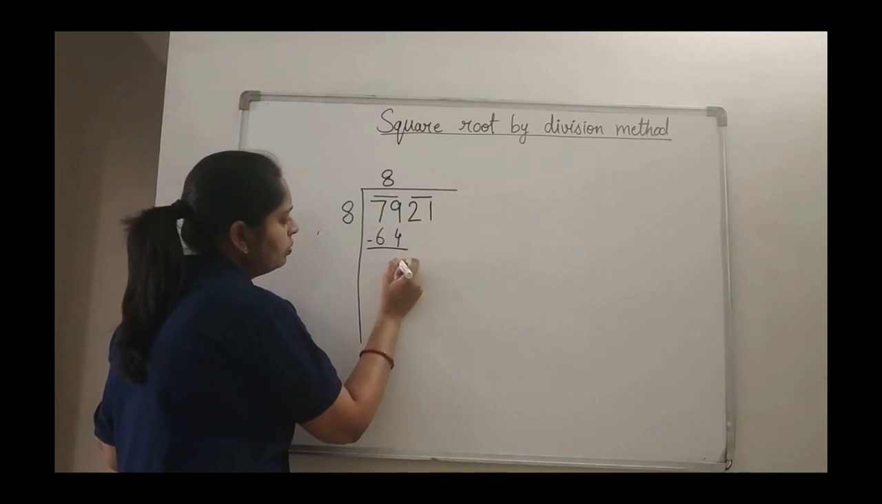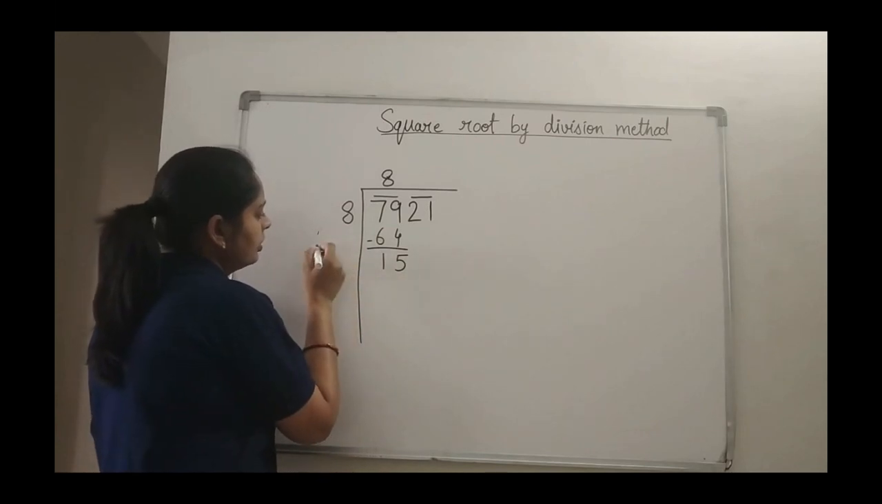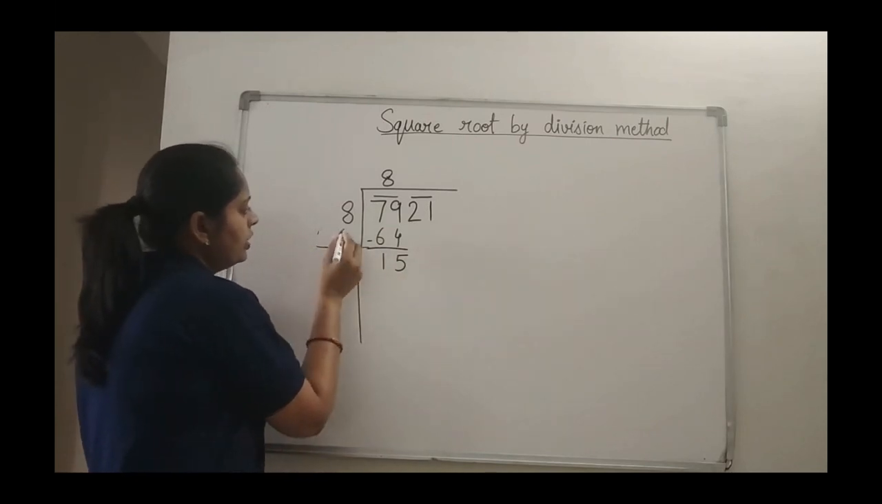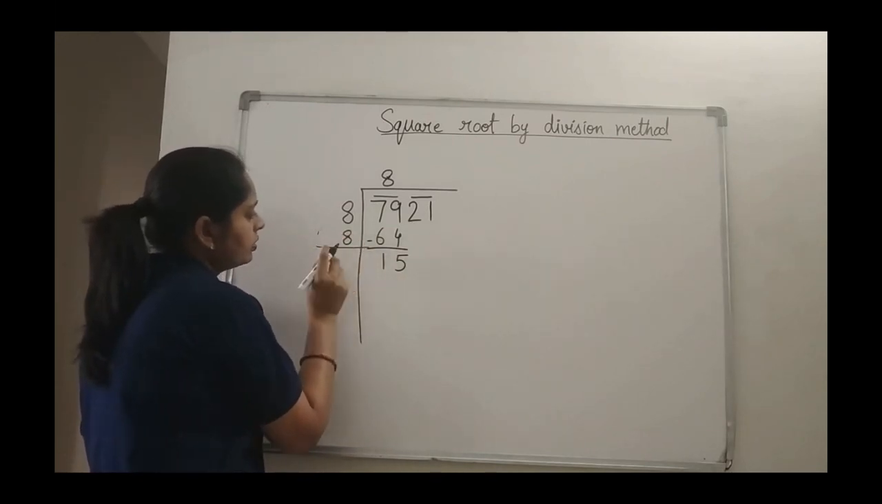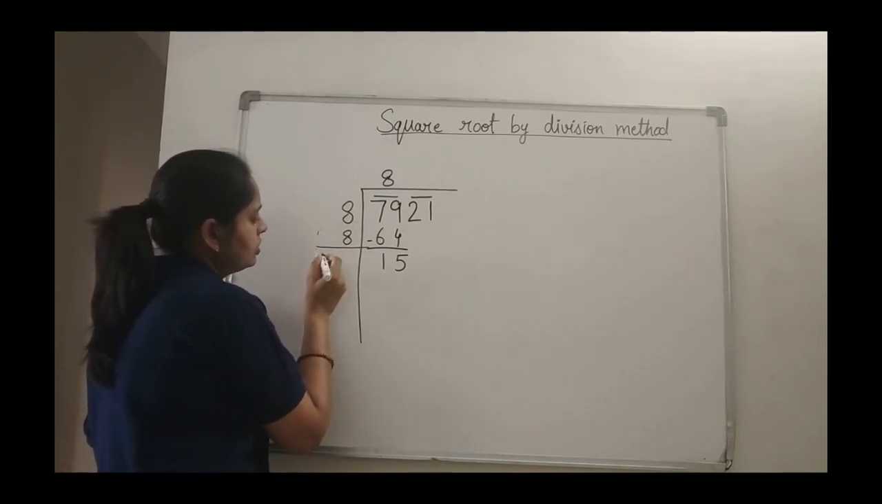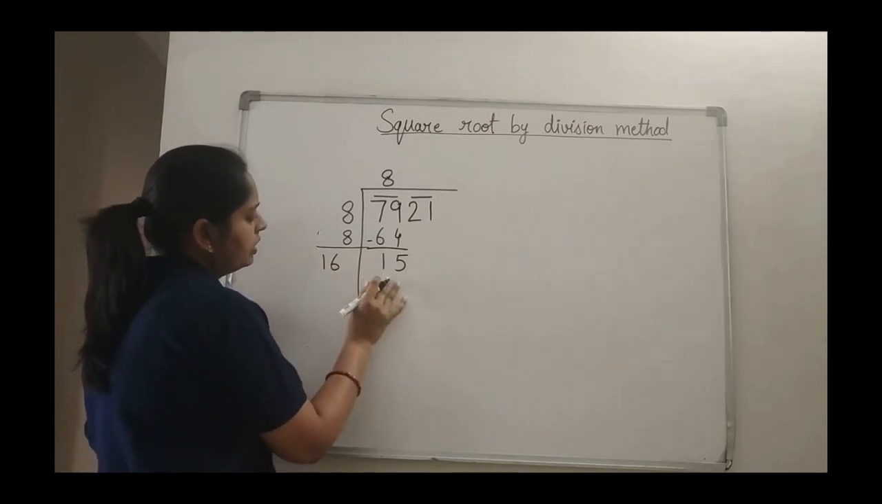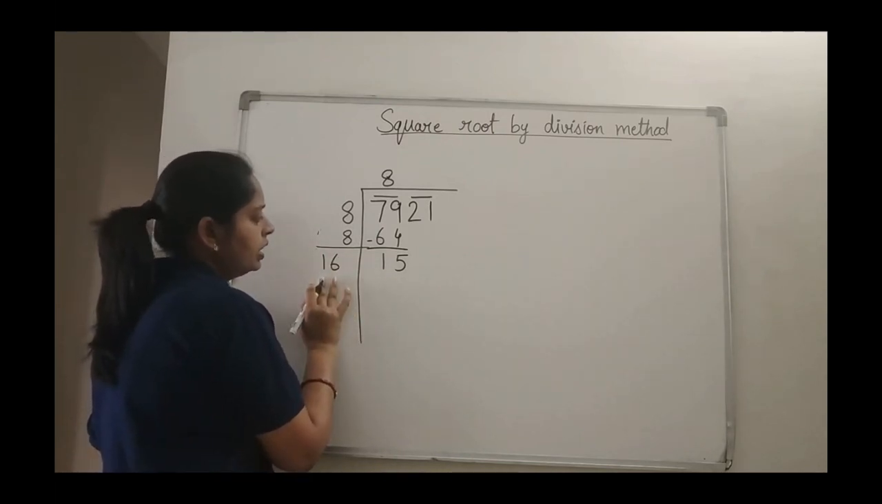Now we will do the subtraction. 9 minus 4 is how much? 5. 7 minus 6 is how much? 1. And here on the left hand side, what we have to do? We have to add. Whatever digit is there, we have to add with that. 8 plus 8 is how much? 16, right?